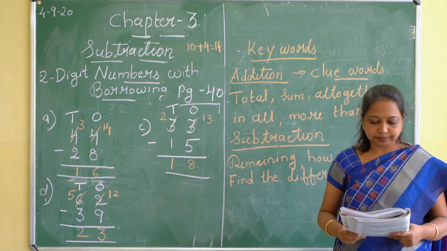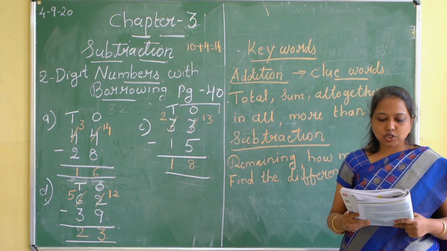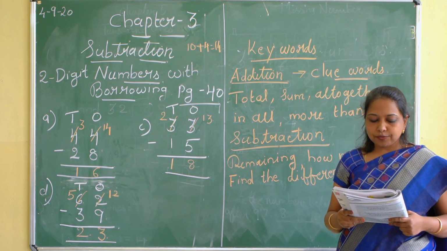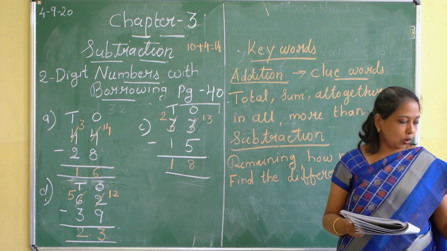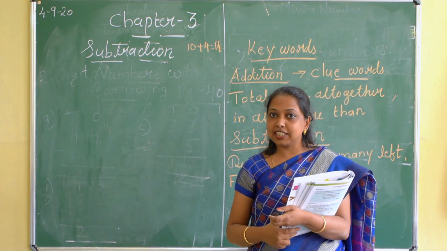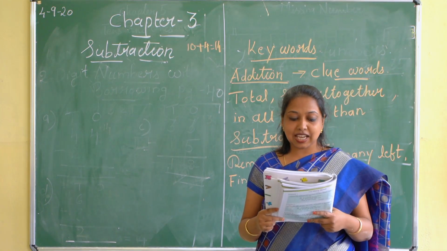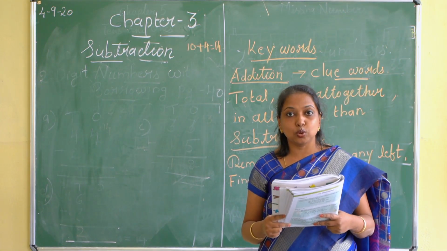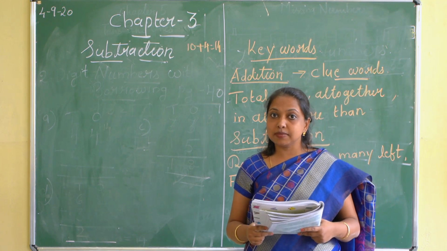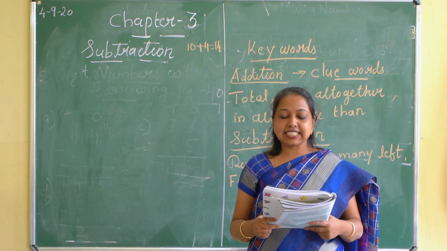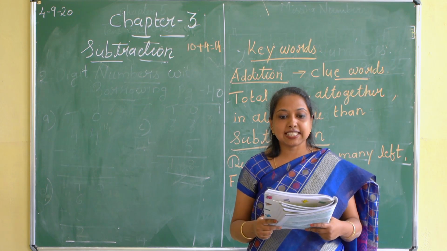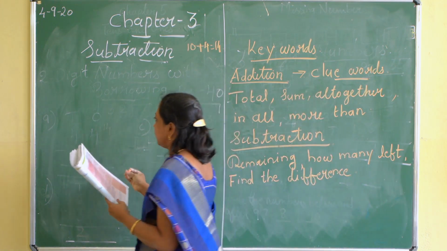The first question. A pack of socks had 68 socks in it. 45 are used. How many were left? Did you find the keyword in this question? Yes. How many were left? What do you have to do? Subtraction. So how many numbers are there in the story sum? Two numbers, 68 and 45. What is 68? Number of socks.